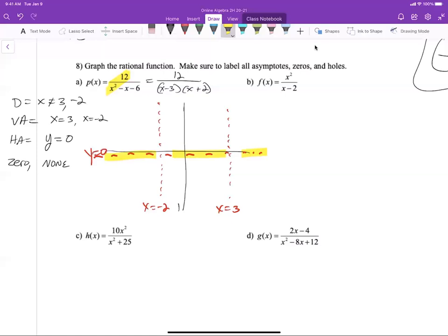Let's pick -10, which gives 12 on top, which is positive. -10 minus 3, that's negative. -10 plus 2 is negative. A negative times a negative, so I'm going to be positive. So I have to be up here.